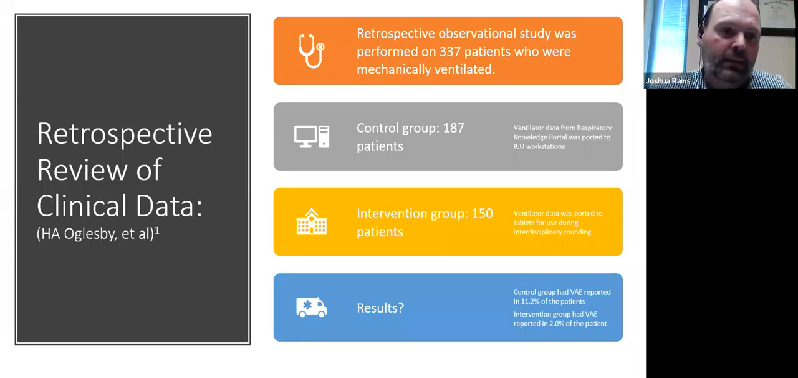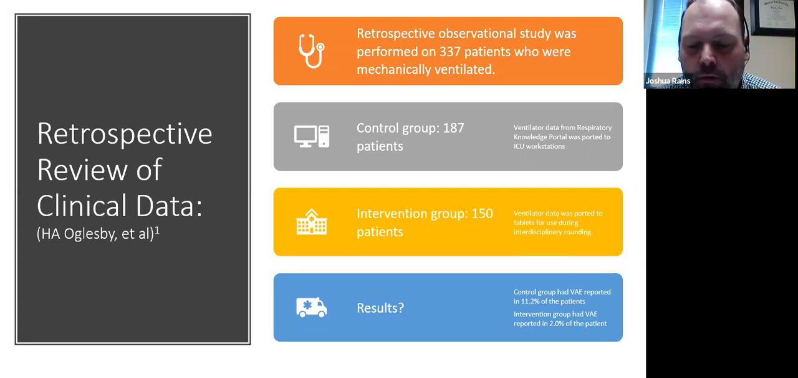So here's a study. It just came out, I think, a couple of weeks ago. I've got the citation on the last slide. I'll make sure I get there. It was a retrospective observational study performed on 337 patients in a large hospital in Georgia. The control group was 187 patients. The ventilator data was reviewed from the respiratory knowledge portal, and it was routed to ICU workstations. The intervention group was 150 patients, and their data was ported to tablets for use during interdisciplinary rounds, kind of what I was mentioning earlier.